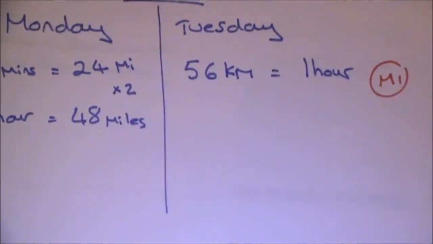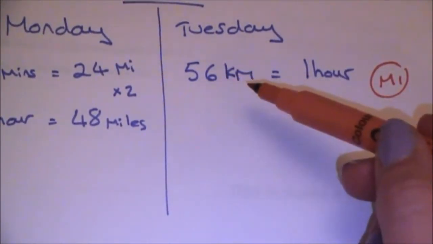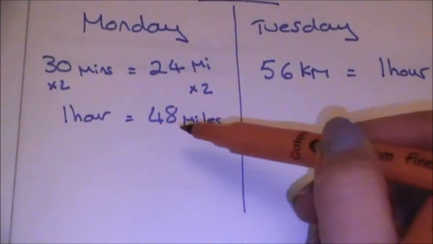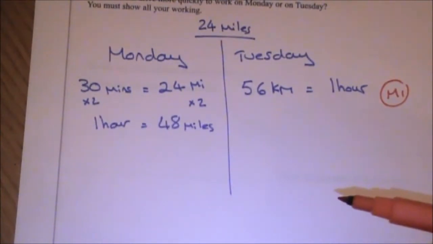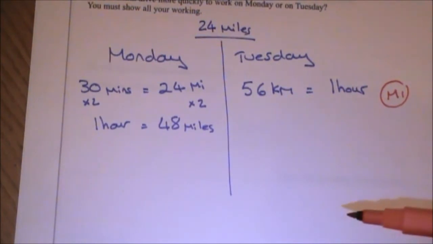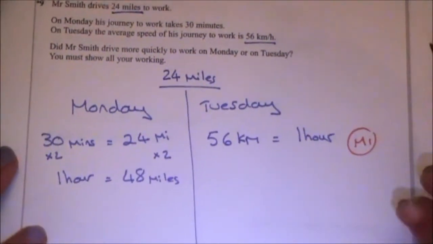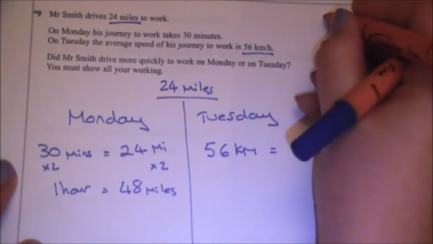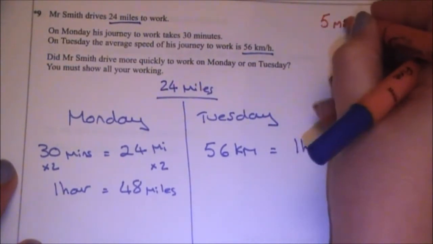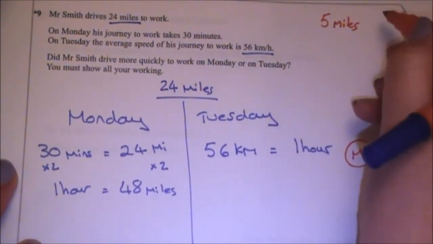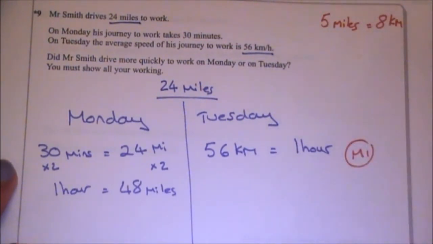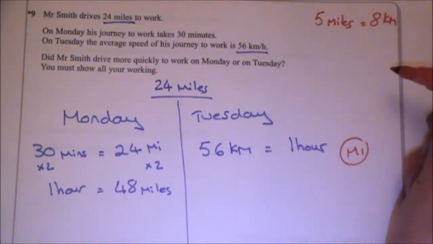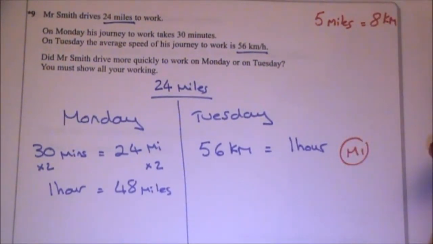Now I'm posed with a second problem, and that's the fact that this is 56 kilometers in an hour, and that's 48 miles in 1 hour. So I need to find a way of getting them both as either kilometers or as miles. Now, they don't give you the information for that. You're expected to realise that the conversion is 5 miles is equal to 8 kilometers. So that's the conversion key there. 5 miles is 8 kilometers.